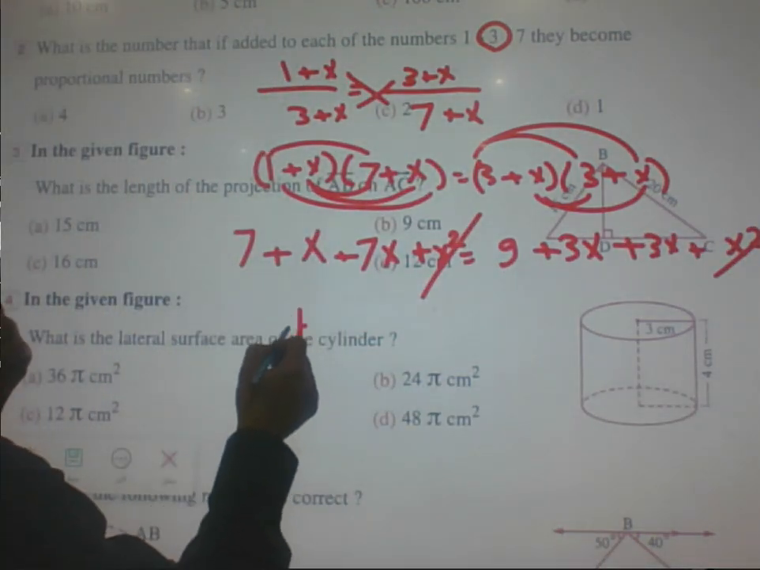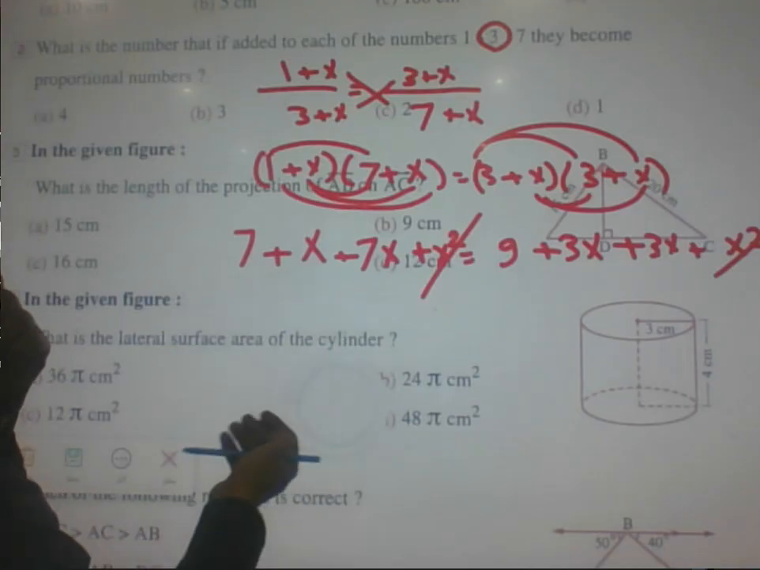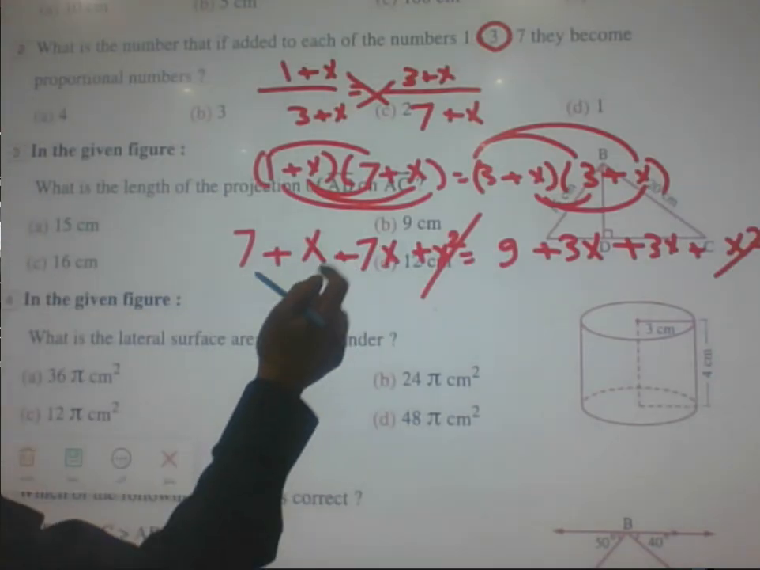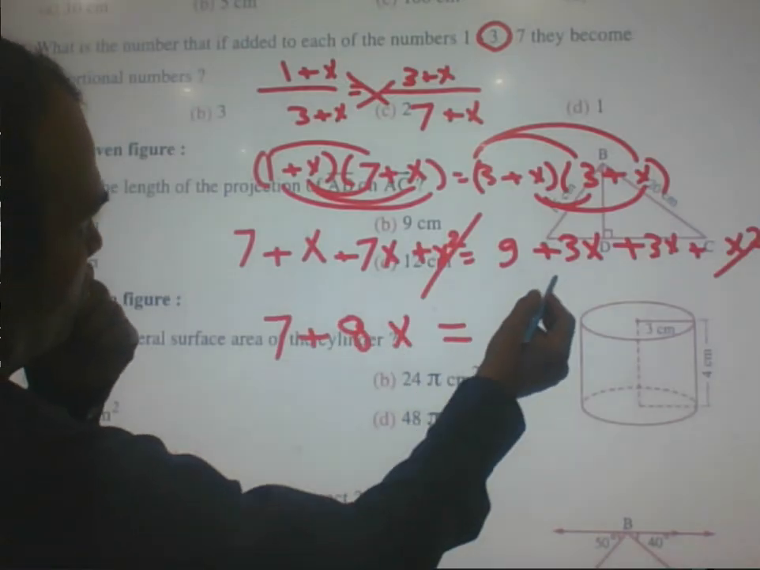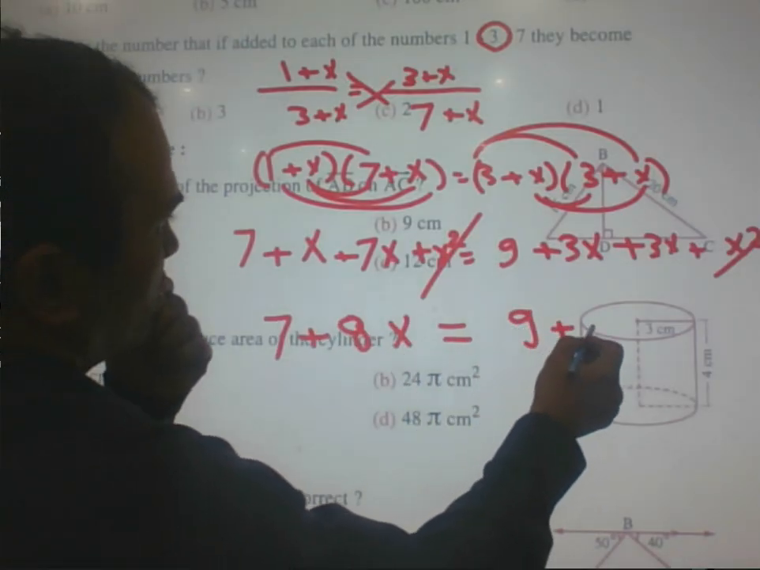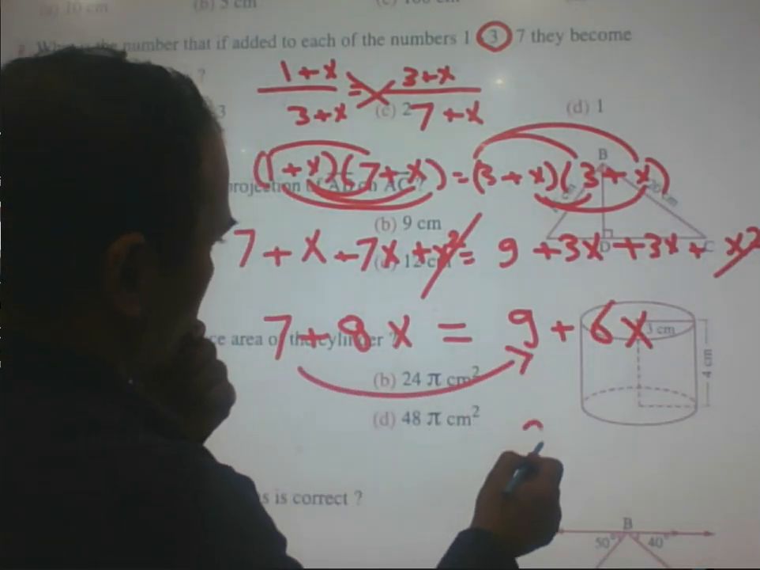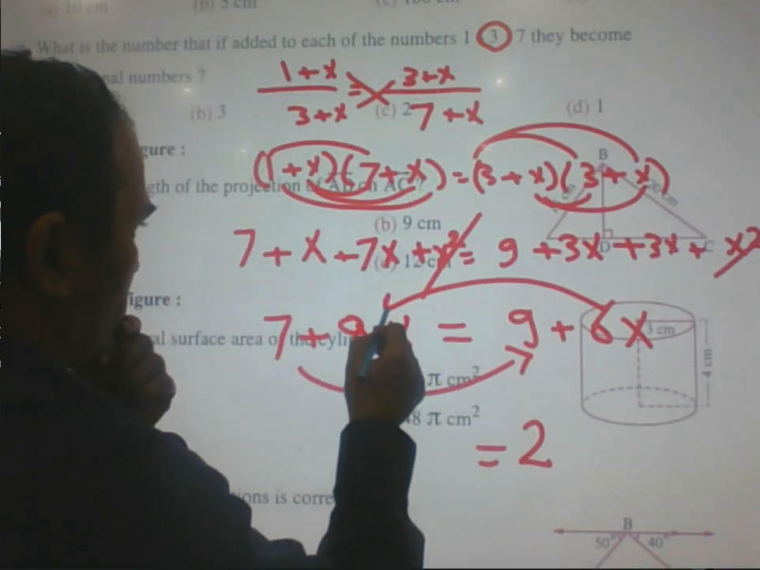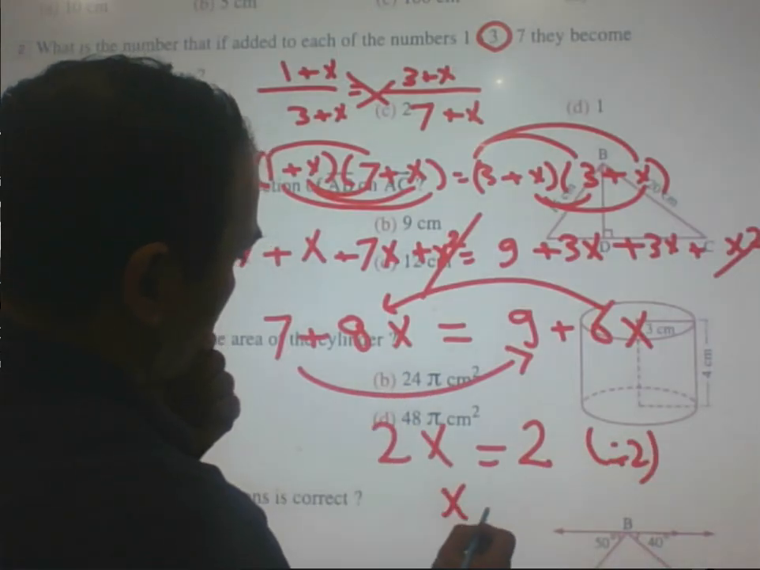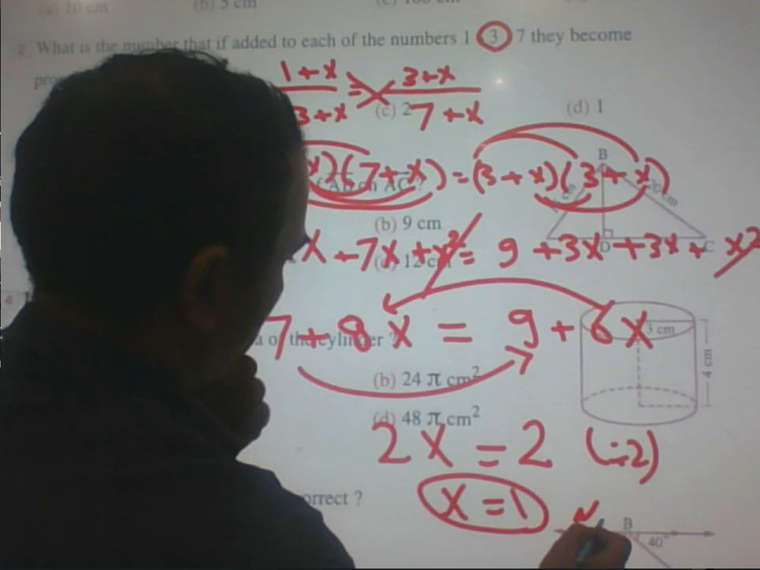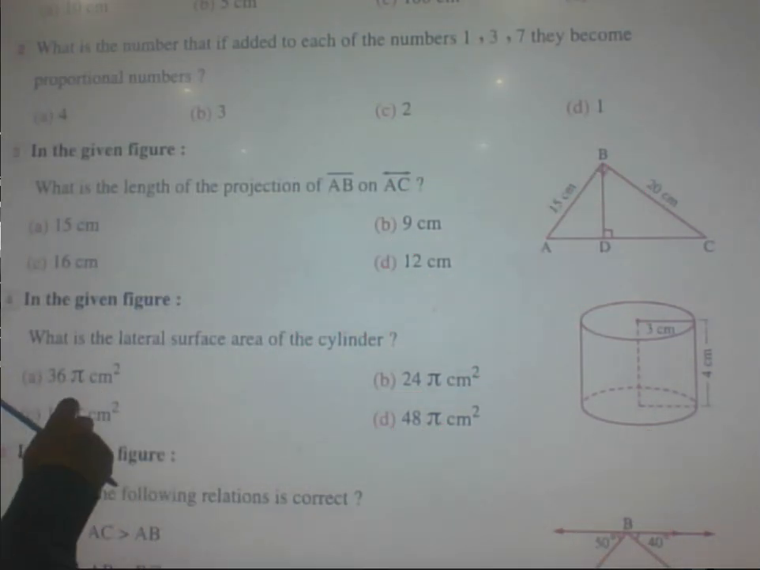We have 7 here, and x plus 7x equals 8x, and the other side is 9. And 3x plus 3x equals 6x. Next step, 9 subtract 7 equals 2. And 6x subtract 8x equals negative 2x. We can divide by 2, then the value of x will be 1. Then the number will be 1. Okay? Then the answer here, the number will be 1.